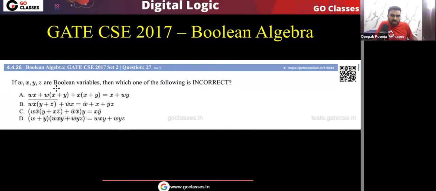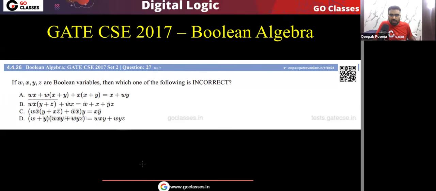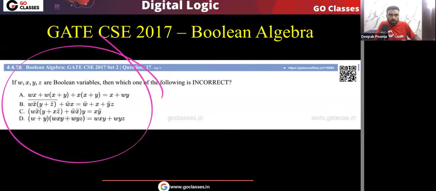Let's solve this GATE CS 2017 question. If W, X, Y, Z are Boolean variables, then which of the following is incorrect? Four options are given to us. To solve this question, either you can apply the by-case method or you can apply the Boolean algebra laws. Anything is fine. For this question particularly, I think that by-case method will be much easier, because you have to check all the four options.